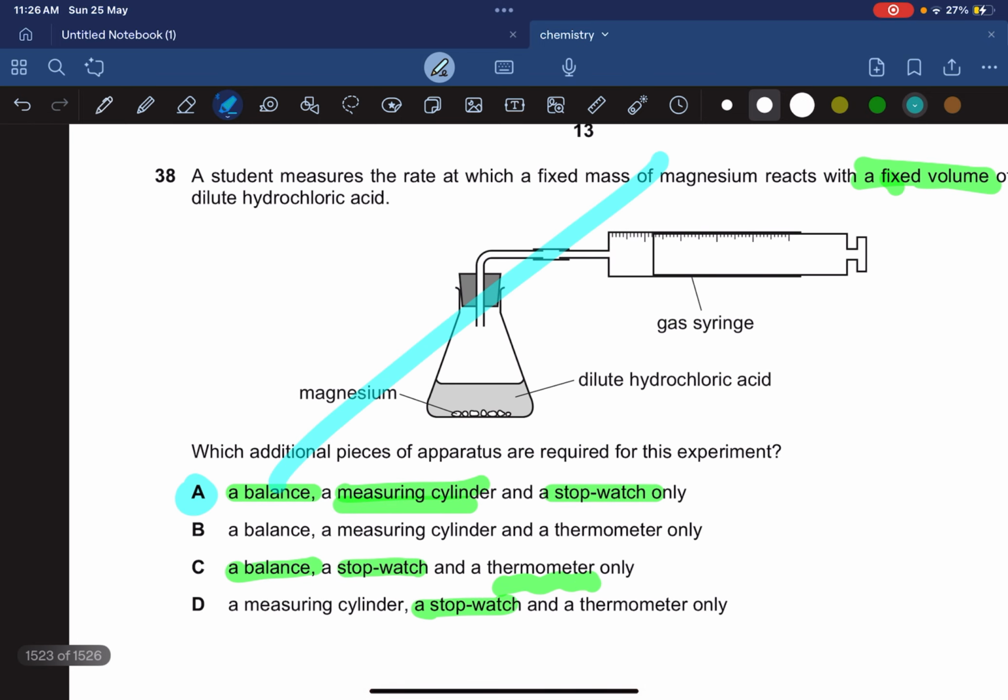Because we just had to look at what we have to measure. From the balance, we had to measure the fixed mass of magnesium. From the measuring cylinder, we had to measure the fixed volume. From the stopwatch, we had to measure the time for the rate.